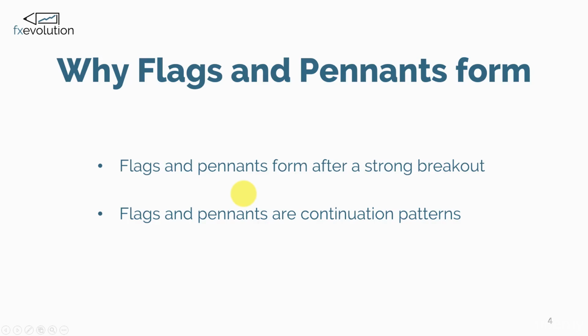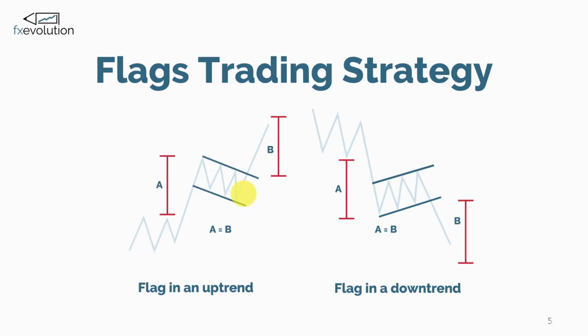So to summarize, flags and pennants form after a strong breakout. They also are continuation patterns. So how do we trade them? Here we have a flag trading strategy. A flag in an uptrend, we've got the breakout zone, then we've got the series of consolidation forming our flag, and then we've got a breakout from the top of our flag and the market moving higher.